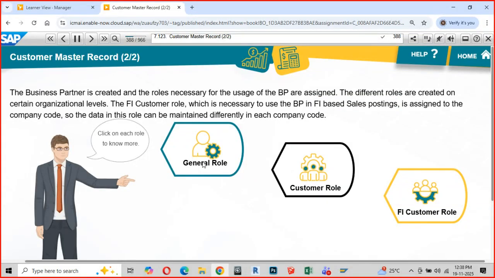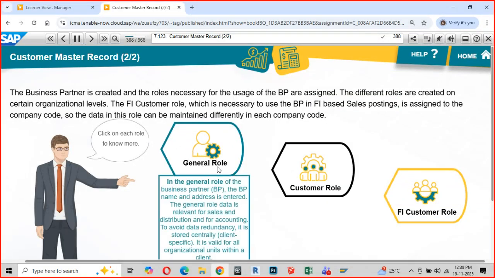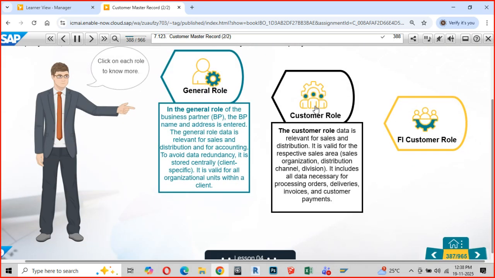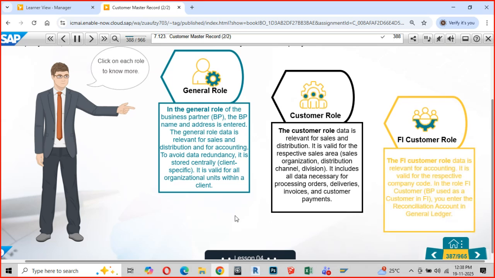So we can click on the role to get more information. See the general data, or you can just read it at your leisure and try to understand it better. All right, reconciliation account.